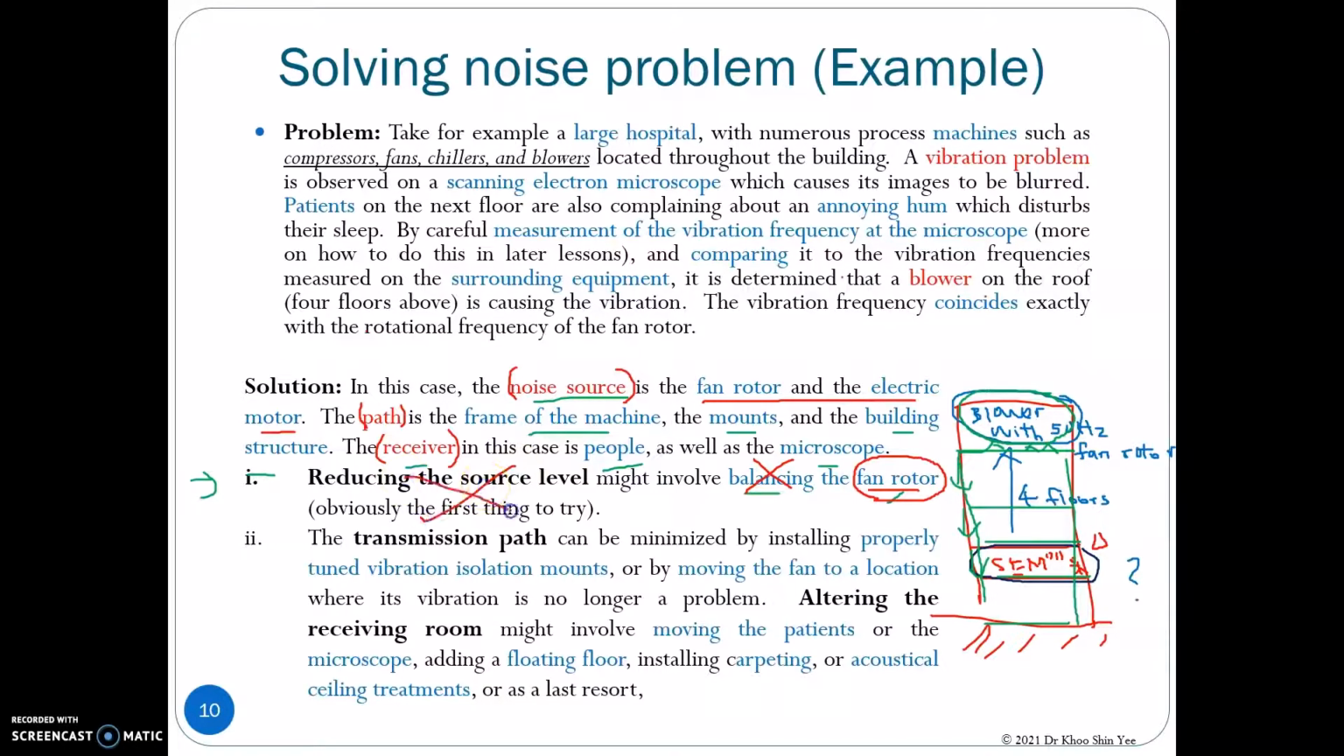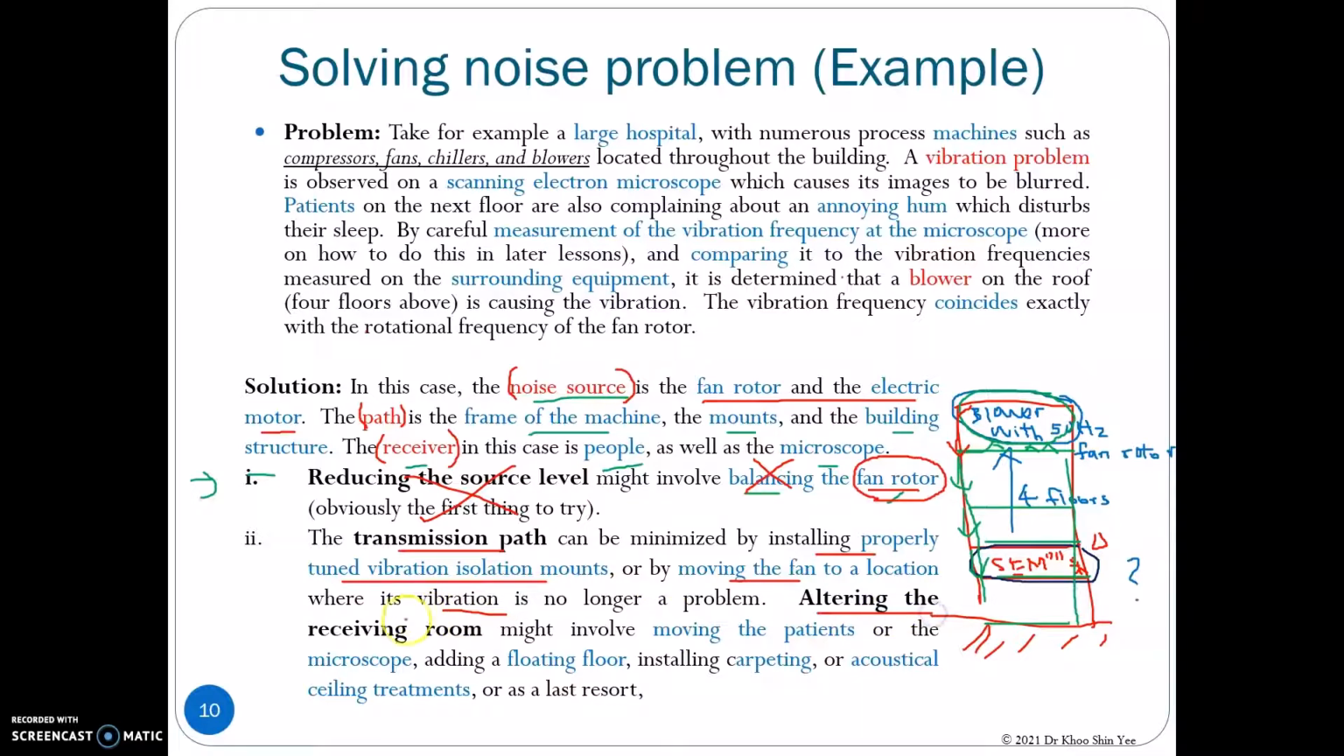If the first option is not applicable, let's try to perform the noise control through the transmission path. For example, we can consider installing a tuned vibration isolation mount on the blower structure here. By doing this, the vibration that is transmitted to the building structure can be reduced. Or we can consider moving the fan to a new location where the vibration is no longer a problem.